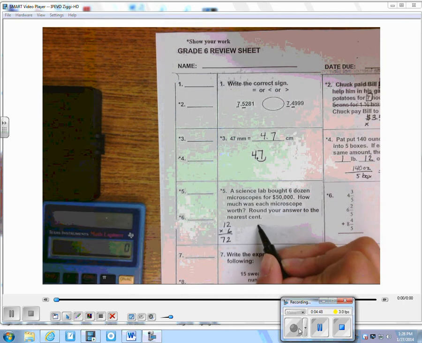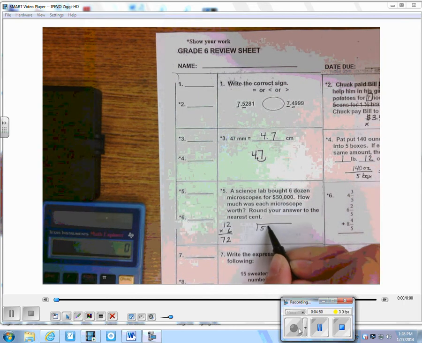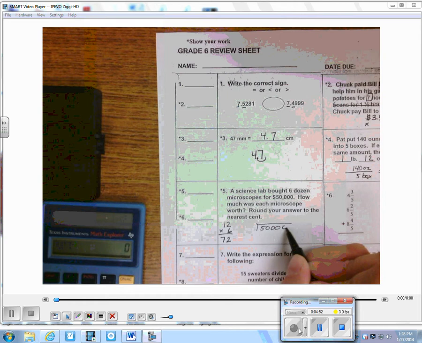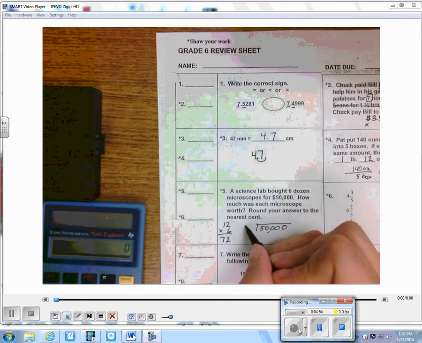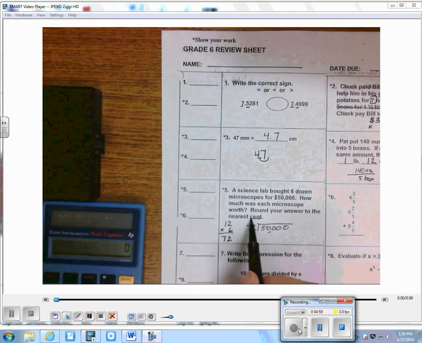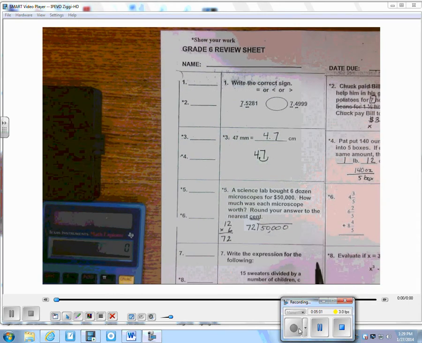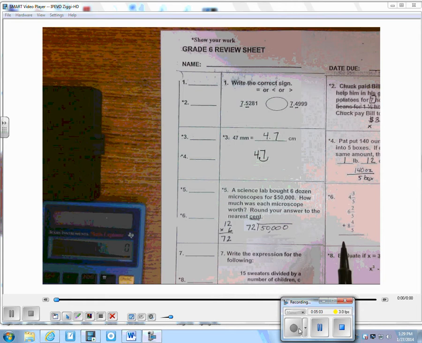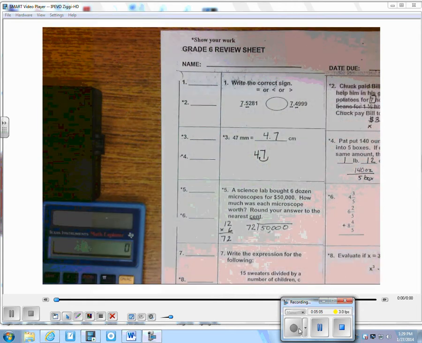Okay, so then we can do 50,000 divided by 72. Be careful and round your answer to the nearest cent. So when you divide it, if it goes 3 places past the decimal, you're rounding it to the nearest cent.